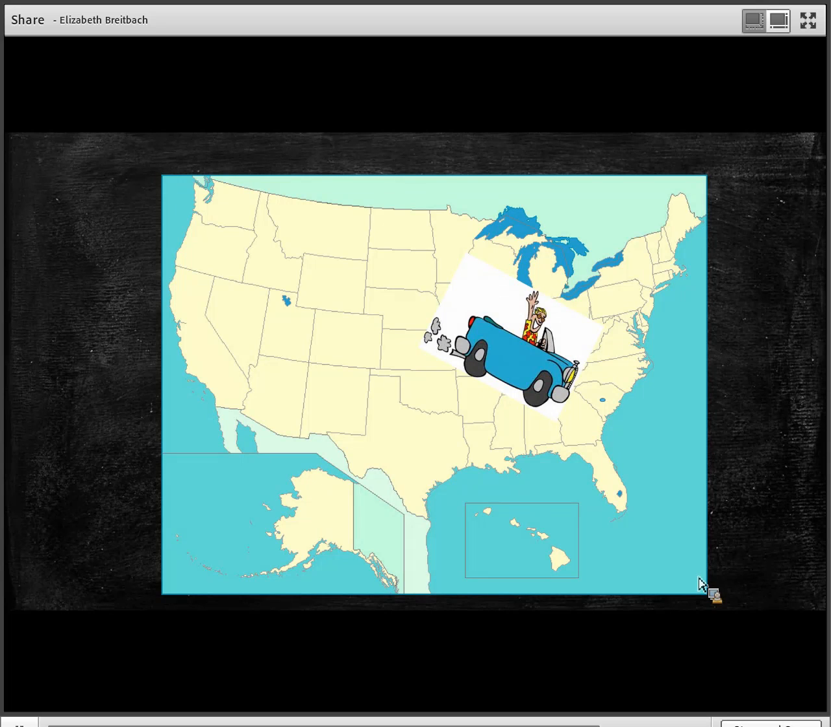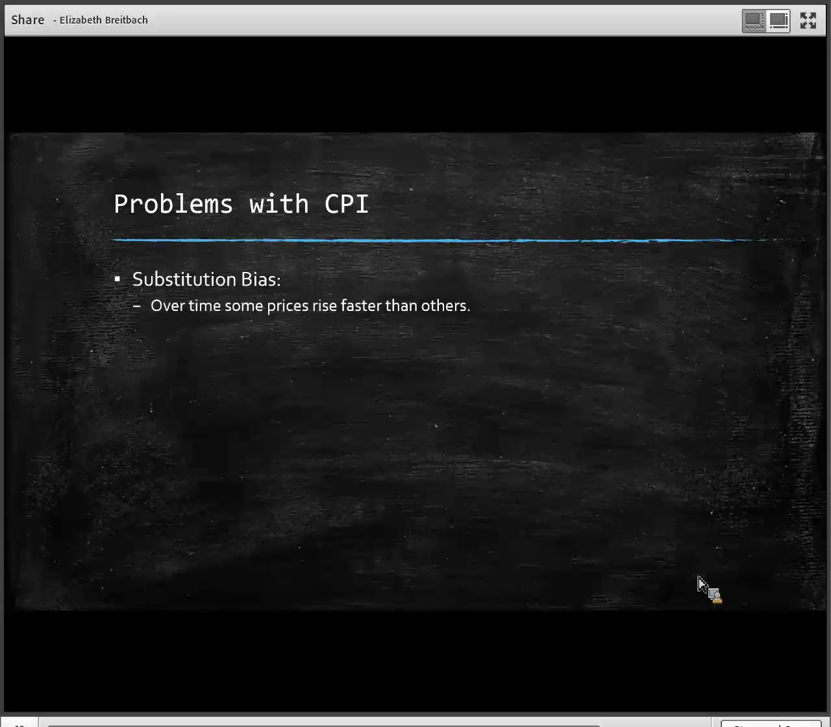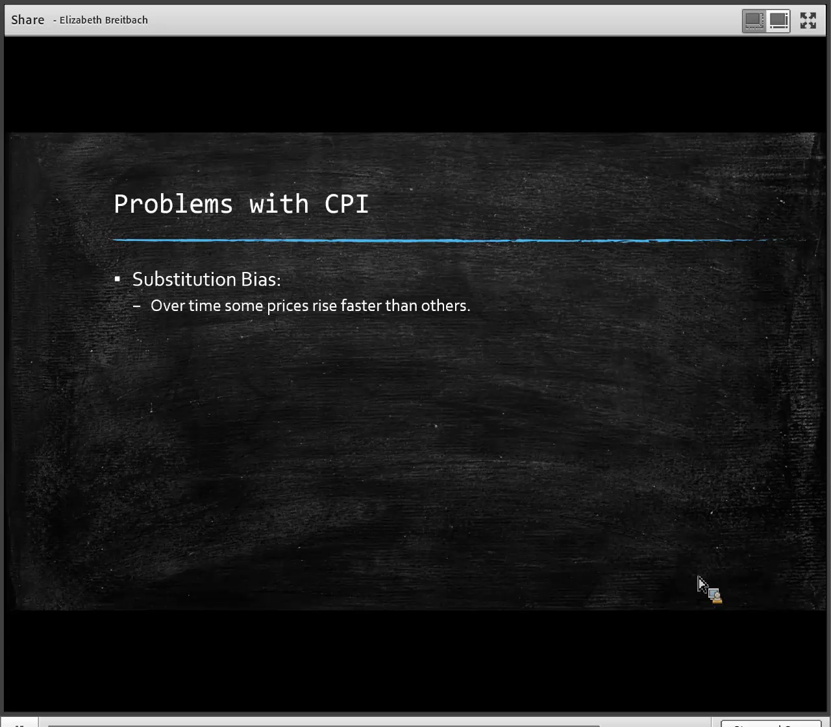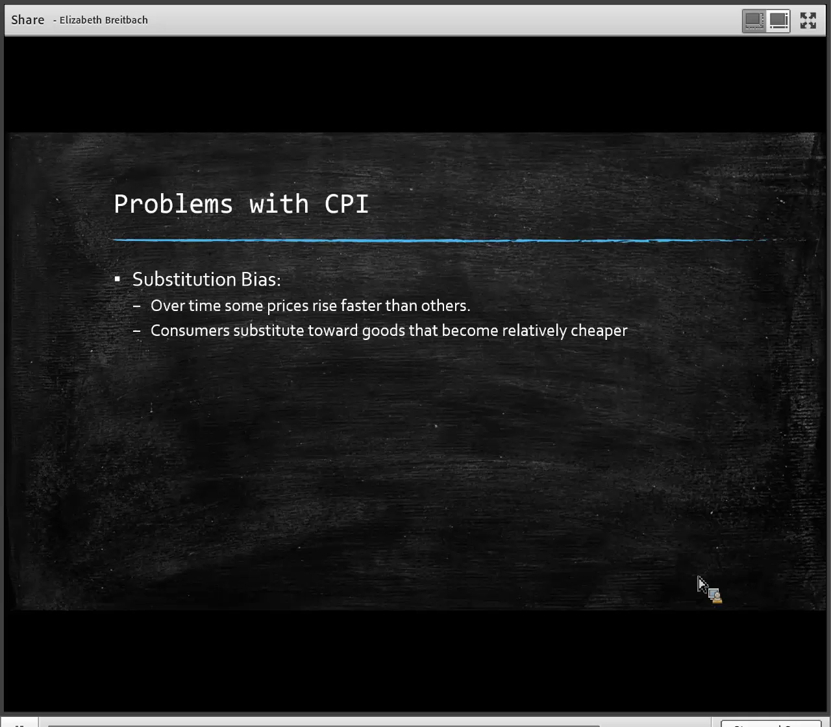And so as the price of the airlines increases, I change my behavior, I consume less airlines, but CPI uses a fixed basket. And since CPI uses a fixed basket, we have this substitution bias. So over time, some prices rise faster than others. And so in my example, I talked about the airline tickets increasing faster than, say, the price of gasoline. And so consumers are going to substitute our behavior, our consumption, towards the goods that have become relatively cheaper. And so CPI misses the substitution because their basket is fixed.